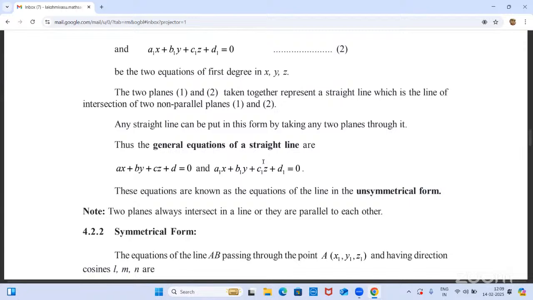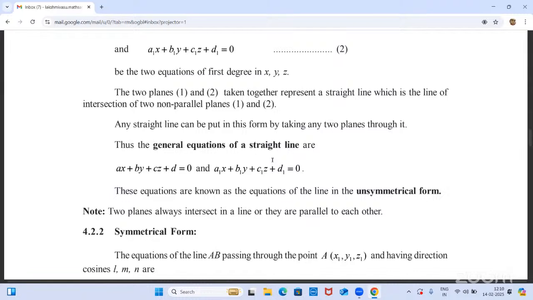Now, these equations each represent a plane, but both the plane equations are joined. Now, just like that, let ax plus by plus cz plus d equal to 0, and a1x plus b1y plus c1z plus d1 equal to 0. These are the two equations of the line in unsymmetrical form or non-symmetrical form.